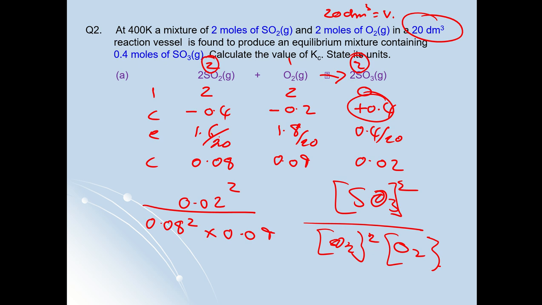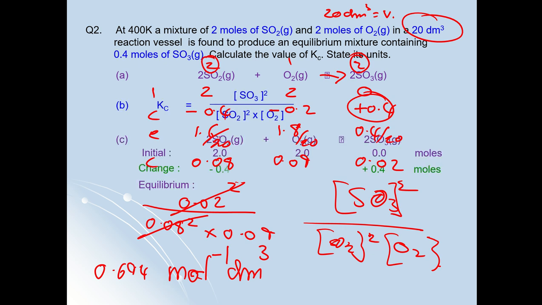Okay, so I've got 0.02 squared on the top line, divided by bottom line is 0.08 squared times 0.09, and that gives me a Kc this time of 0.694. Okay, the units on those, moles per decimeter cubed squared, will cancel out. So I then have 1 over the moles per decimeter to the minus 3, so that becomes moles to the minus 1 dm to the 3.